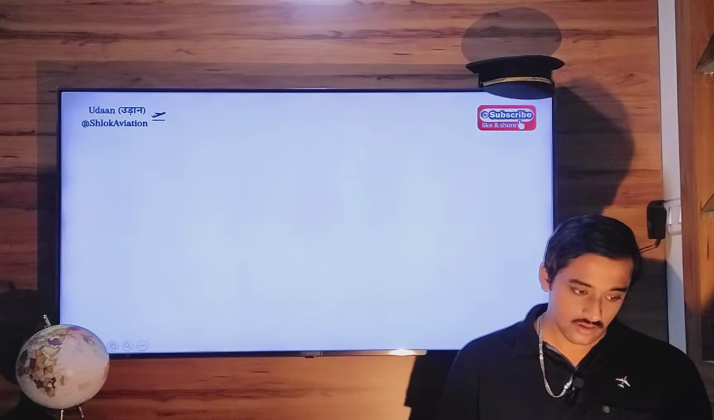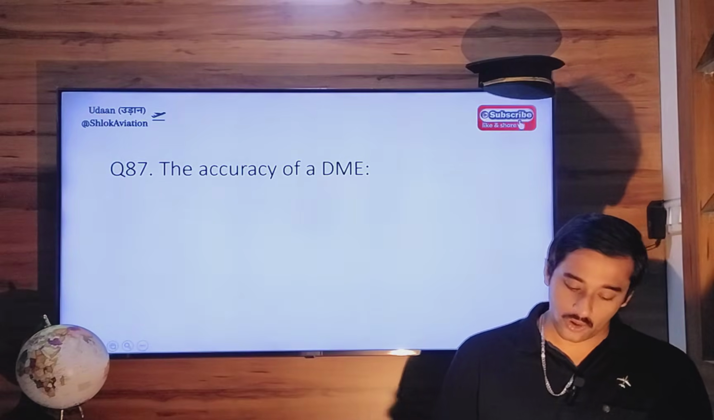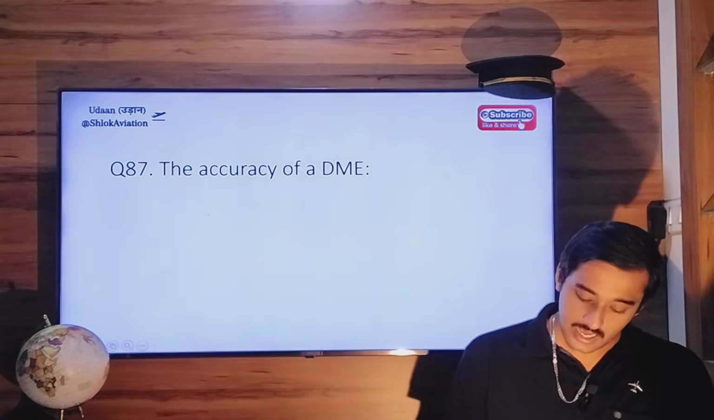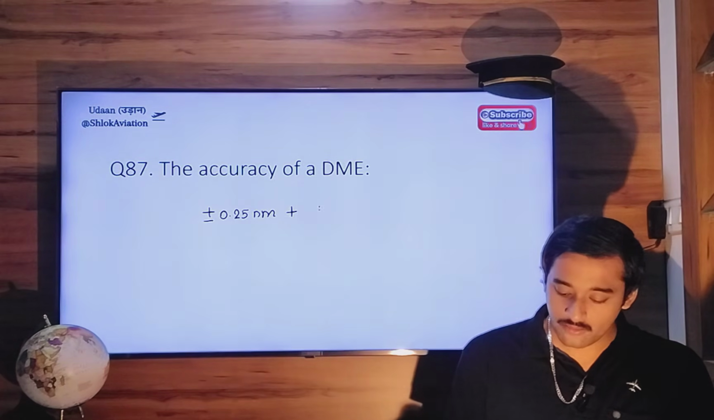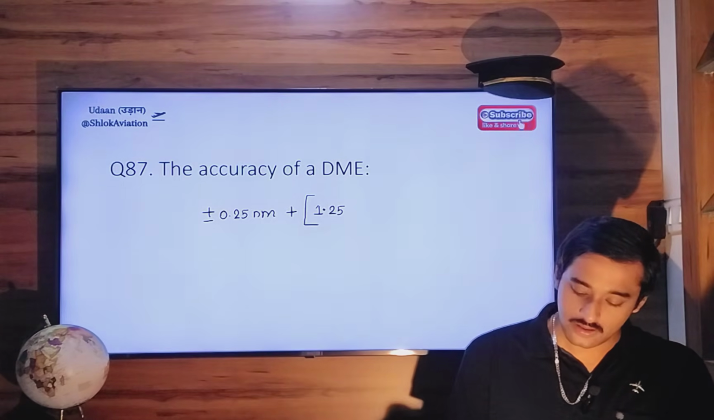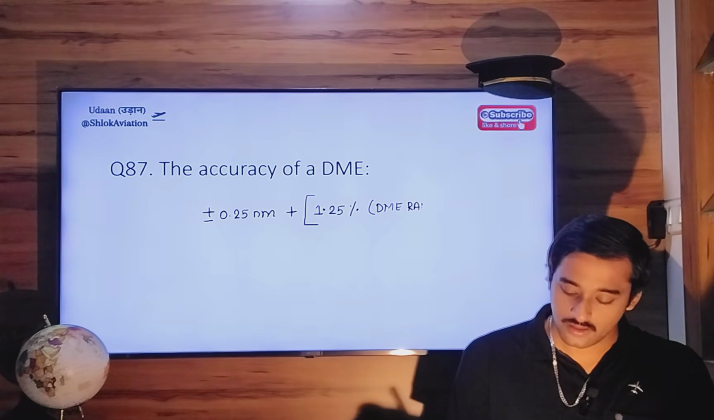Next. The accuracy of a DME is what? Remember, it's given in the Oxford. Accuracy is plus minus 0.25 nautical mile plus 1.25 percent of the DME distance shown to you, of the DME range shown to you.